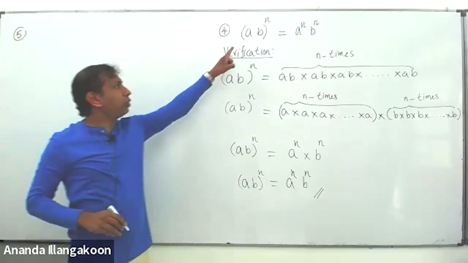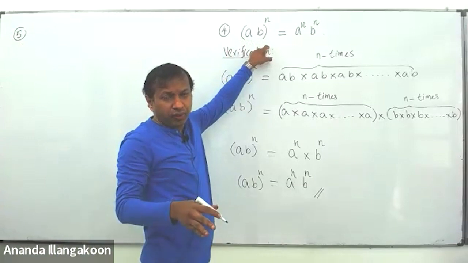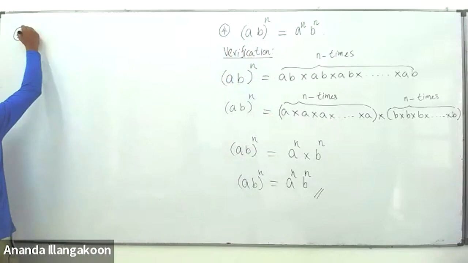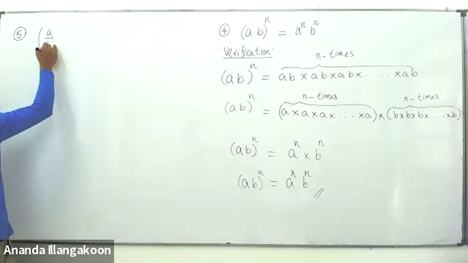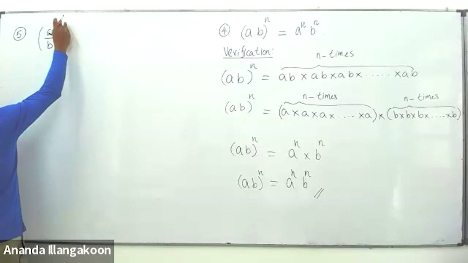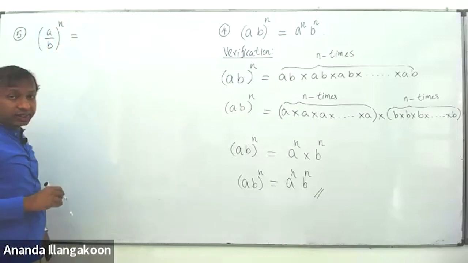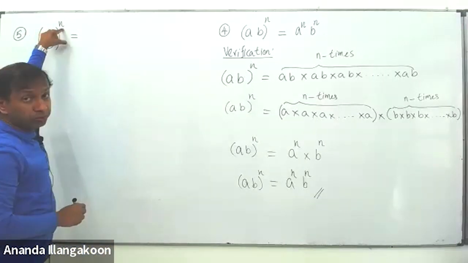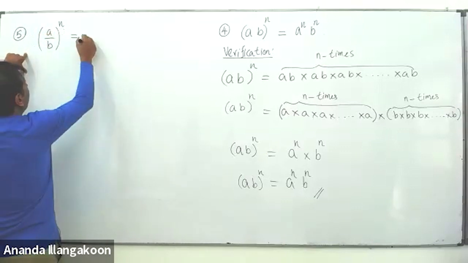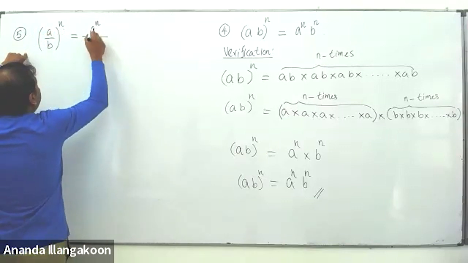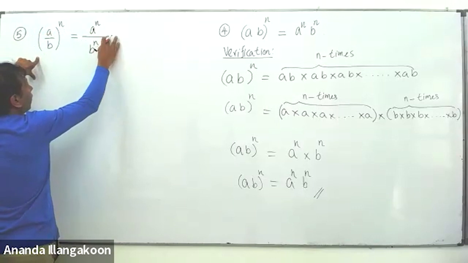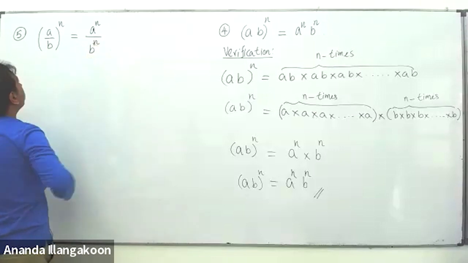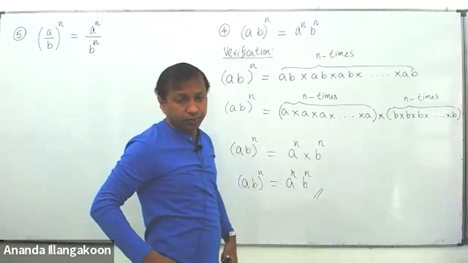Here we have a product of A and B, no? Number 5, inside the bracket, we get A upon B, A by B, right? A by B to the power n. People, now, what is the simplification here? This time, both this A and B should be taken to the power n. How do we write it? A to the power n divided by B to the power n. This way.